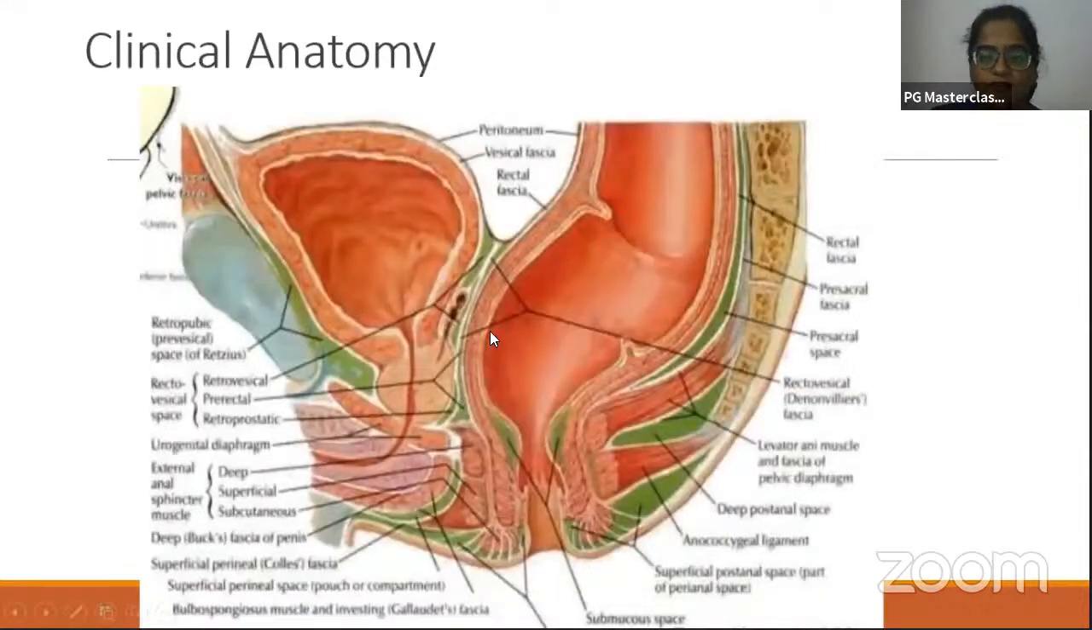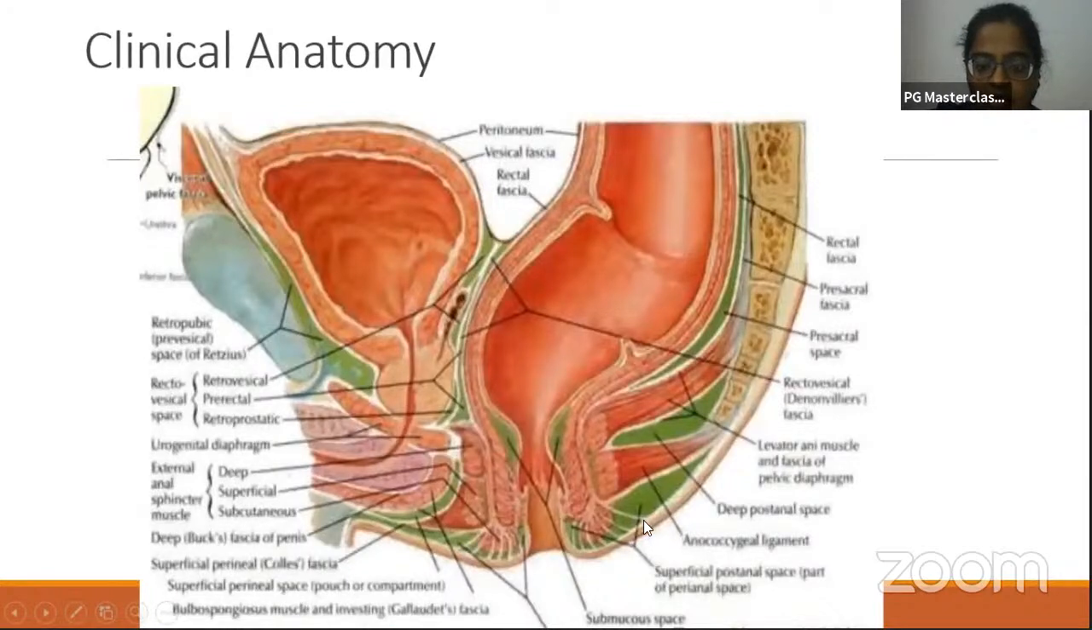Just a brief discussion of the clinical anatomy. I've just described the several spaces that are present in the perianal and perirectal area. These are the submucous space, in which a submucous abscess develops.